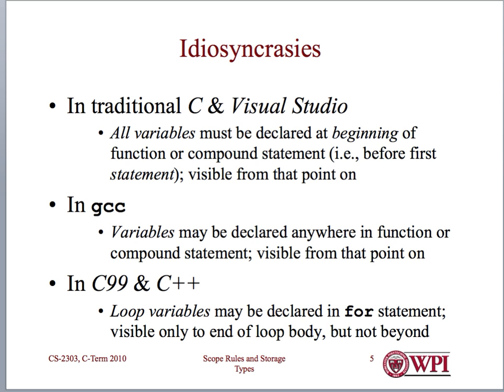And in C99 and C++, you have to declare loop variables in the for statement, but they're visible only, you may. So like the int i that you use for the loop, you can declare it right in the for statement. So you can say int i equals 0, for example, etc. And then they're visible only to the end of the loop body. So it's as if they were declared right inside the curly bracket, but you can't declare them there because you're using it in the loop statement.